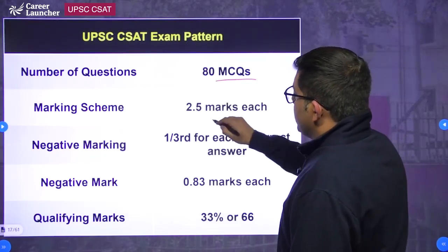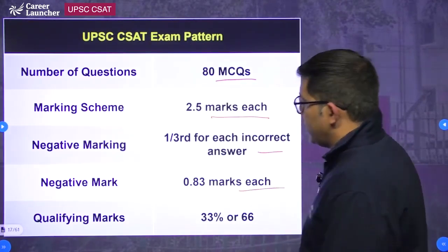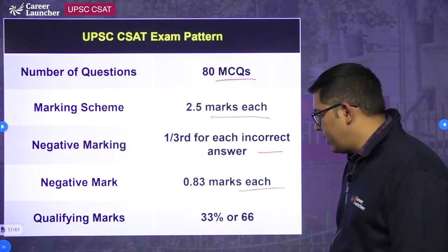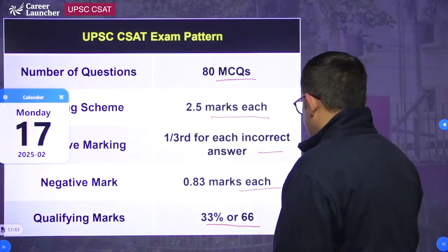Okay, so 80 questions, 2.5 marks for every question, and 0.83 marks negative for any question answered incorrectly, and your qualifying marks are 33% or 66.